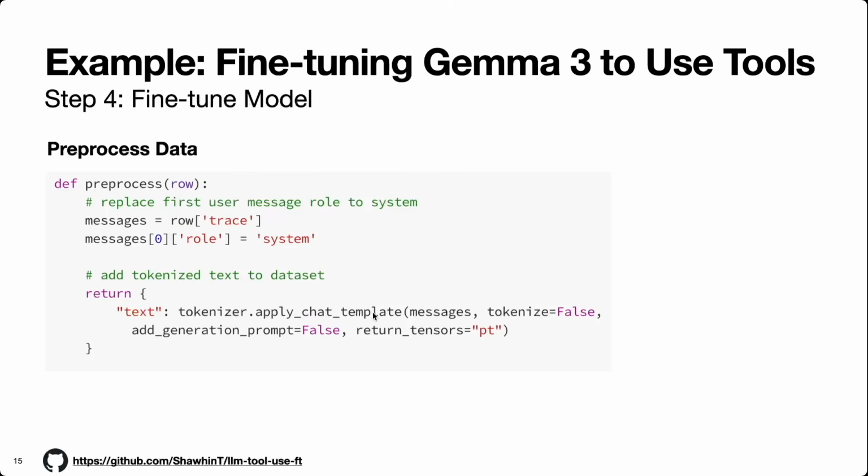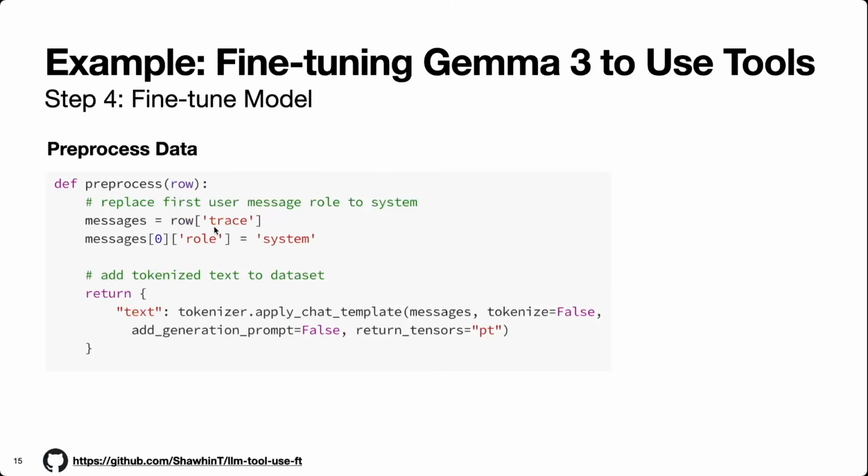The apply chat template function requires alternating roles. So it requires like system, user, assistant, so on and so forth. But the problem is that first user message I basically used as a system message, but the apply chat template function doesn't work like that. So for each row, I had to replace the role of the first message with system. And so this is how we do that.